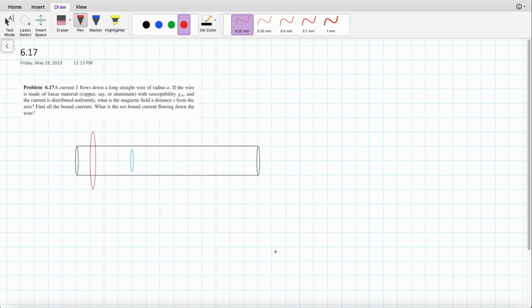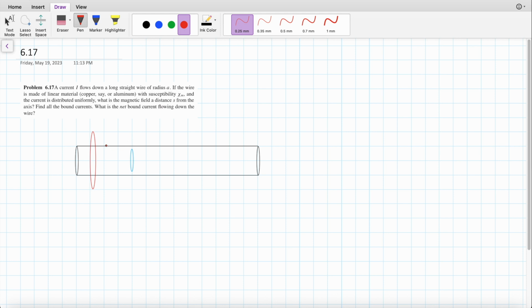We'll be working on problem 6.17 from Griffiths Introduction to Electrodynamics, 4th edition. In it, we have a current flowing down a long wire of radius a. If the wire is made of linear material, such as copper or aluminum, with susceptibility chi m, and the current is just distributed uniformly, what is the magnetic field a distance s from the axis? Find all the bound currents, and what is the net bound current flowing down the wire.